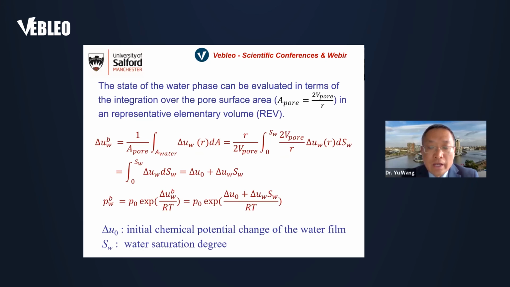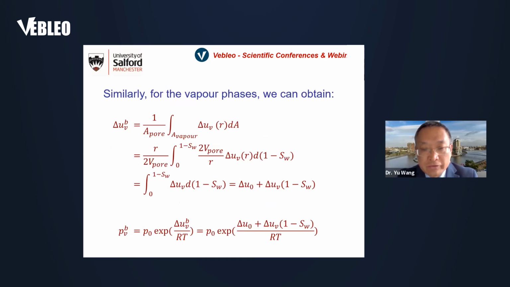And as we have mentioned, because we are using a single capillary of a certain radius to represent the real complicated pore structure, this equation can also be applied for the pore vapor phase as well. So at last we can obtain the vapor phase in terms of the water saturation. We say SW is the space occupied by water, and 1 minus SW is the space occupied by vapor.